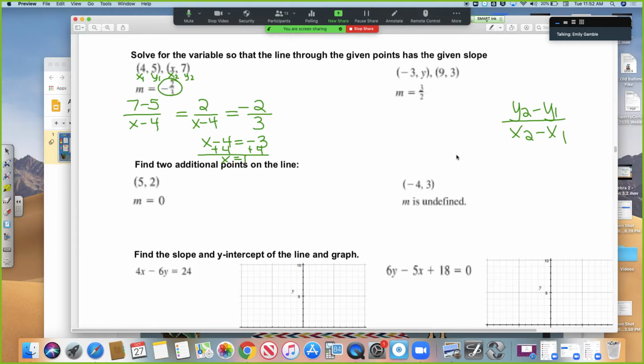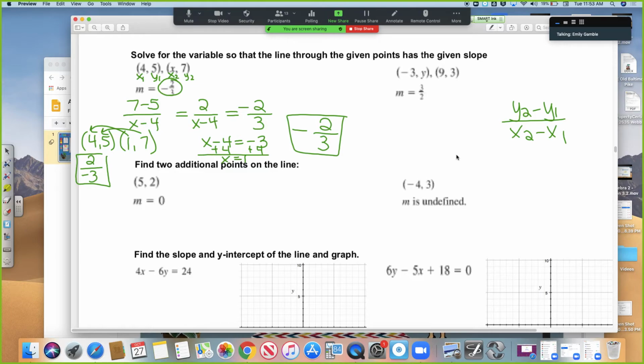Let's just verify that that's true. So if we have here (4, 5) and (1, 7), let's verify that these 2 points have a slope of negative 2/3. Well, 7 minus 5 is 2. 1 minus 4 is negative 3. And 2 over negative 3 is the same thing as a negative 2/3 on the outside. So either way we're good. We're going to have that x would have to be equal to 1.